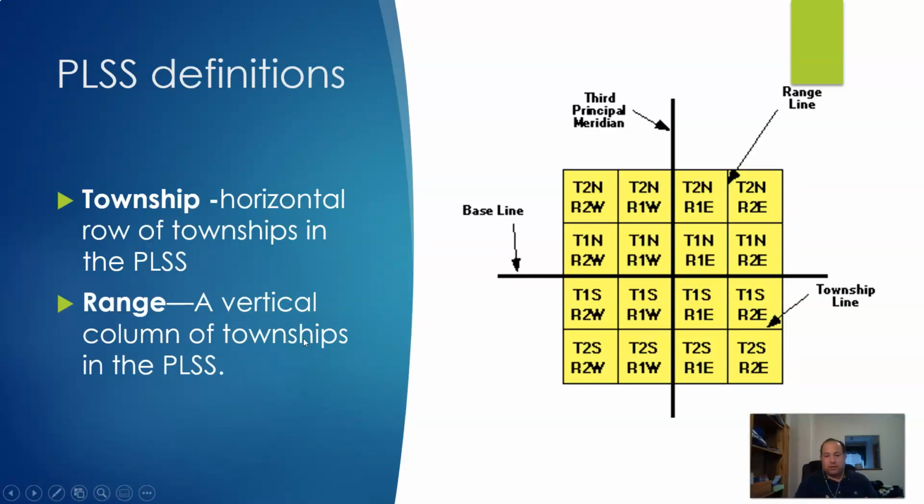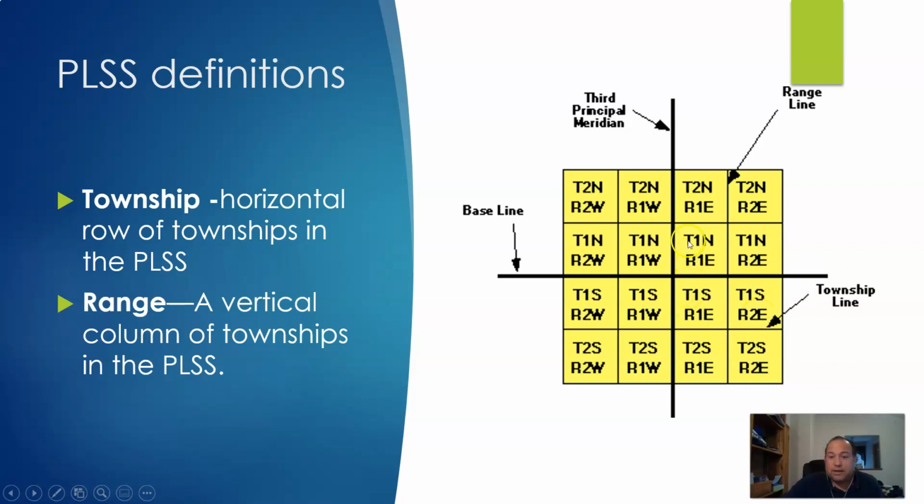Okay, so let's start with our baseline and our meridian. Now this picture on the right here should look very similar to you. It should look like that basic geographic coordinate system, the basic Cartesian coordinate system. We've got our Y, we've got our X, and then we've got values, and we extend out in all the directions. So we've got townships and ranges.